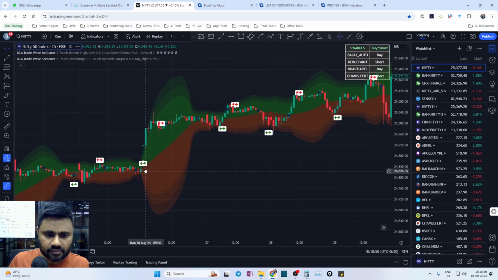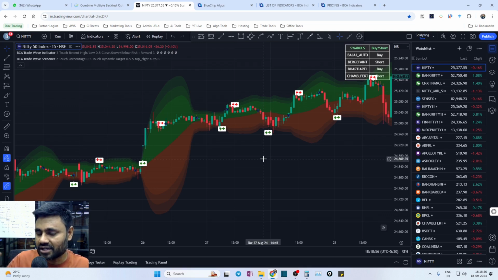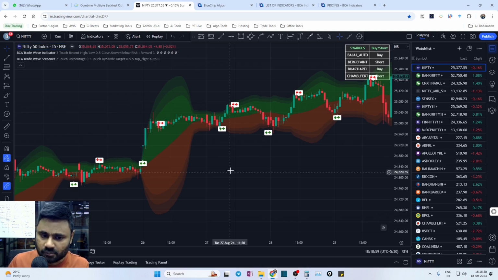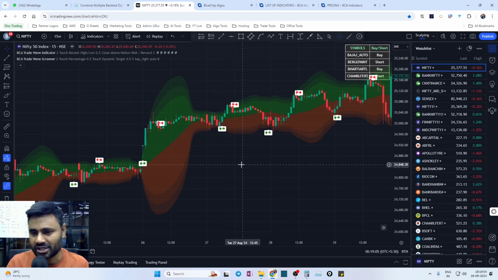So you can see here, it's kind of range bound. Even if it's a little bit trending, it trended within a range bound market. That's why we got some perfect signals. We got a buy, we got a sell, and then again buy, again sell. All you need is just a little bit of patience.